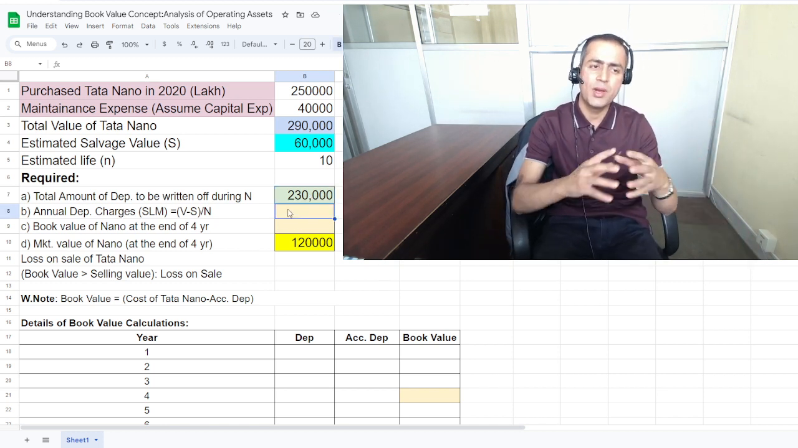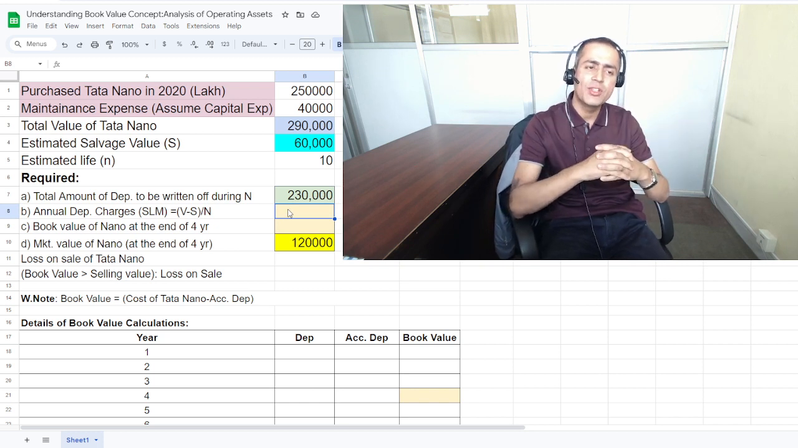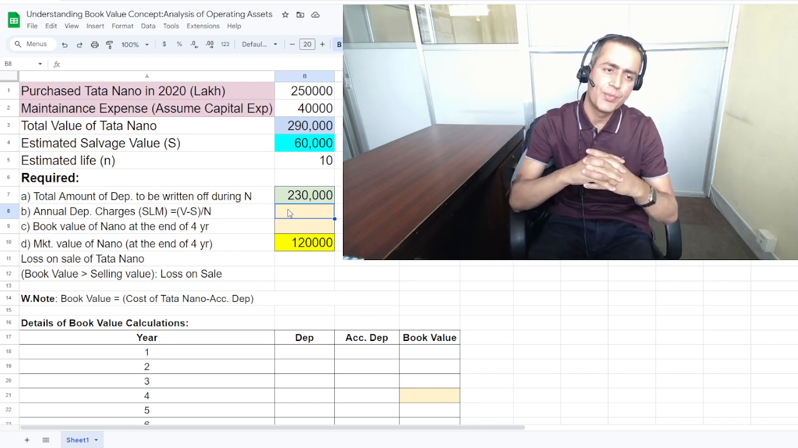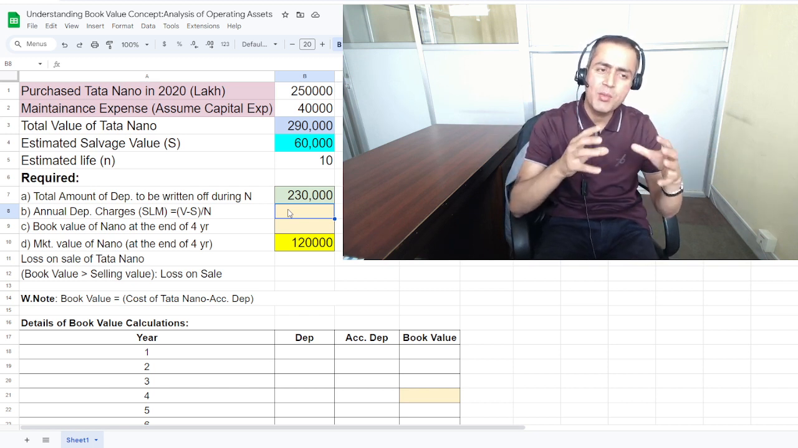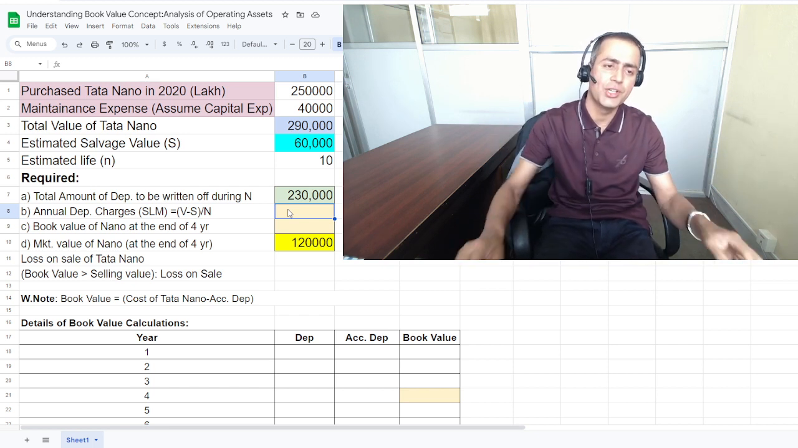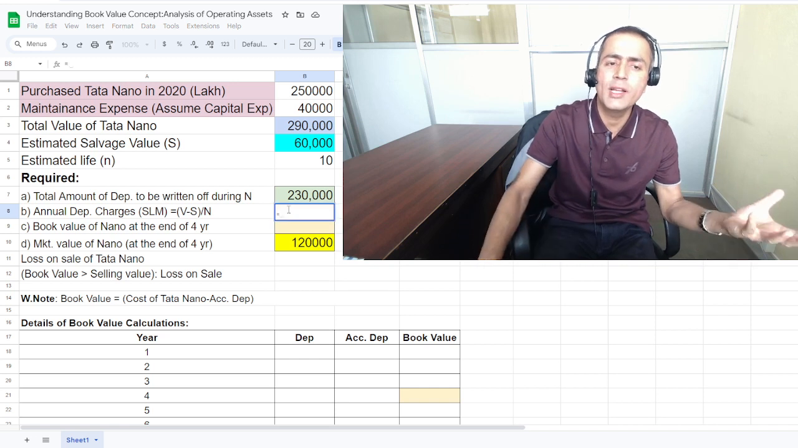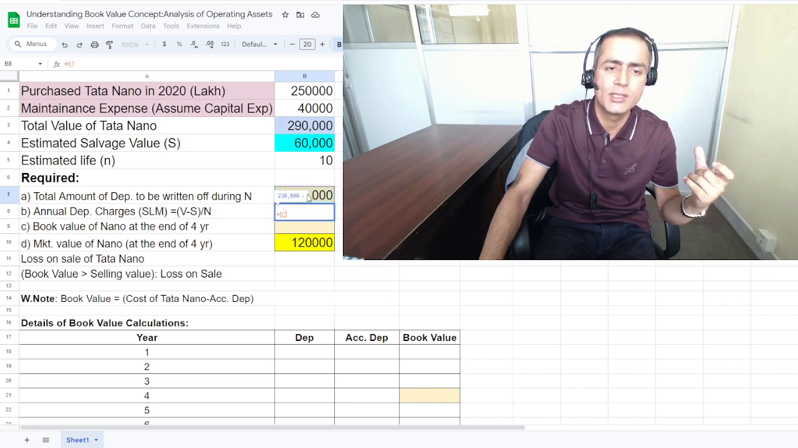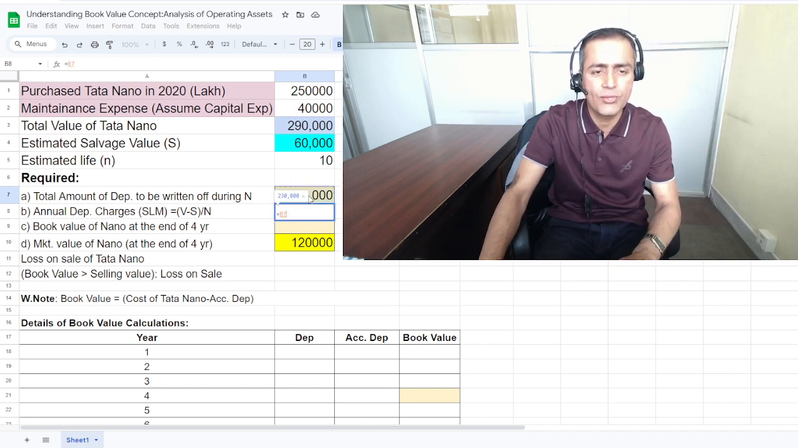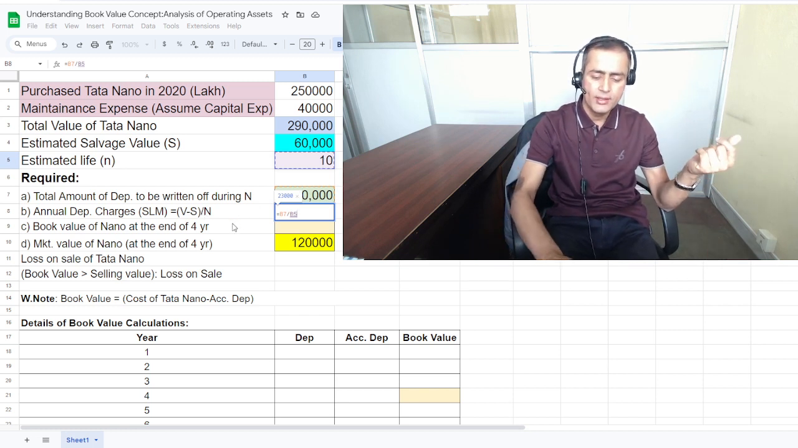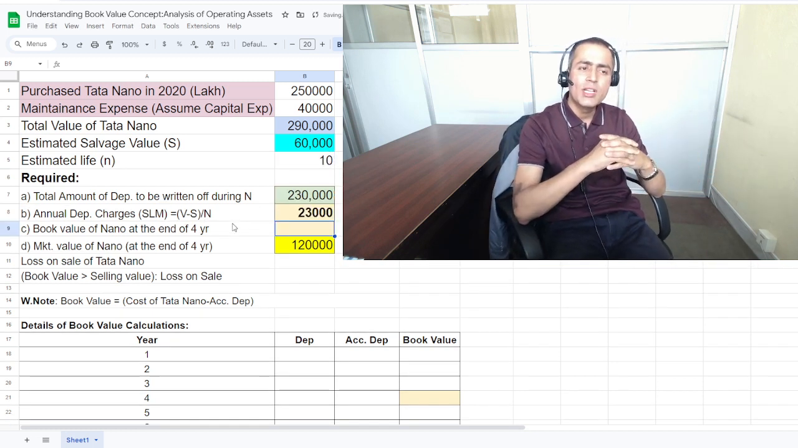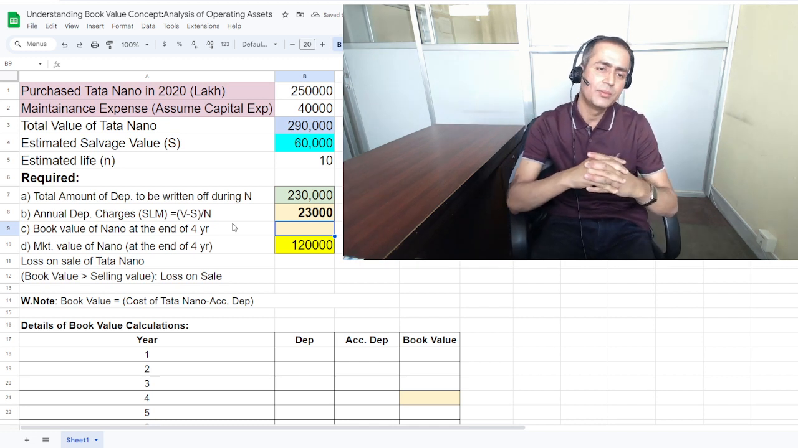Now the question is what would be the amount of depreciation using the straight line approach. I mean to say that under a straight line approach, the same amount of depreciation would be charged each year, okay? So we already calculated V minus S, that is 2,30,000. If you divide this value by n period, that is (V minus S) by n, then you will get the annual depreciation charge of 23,000.